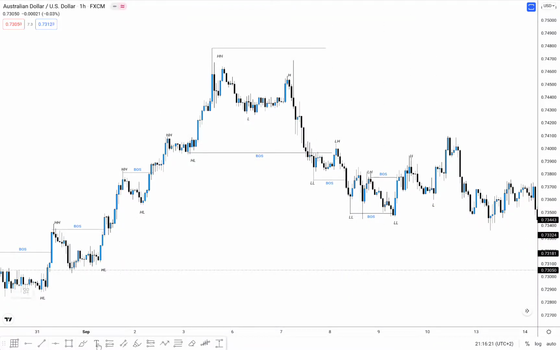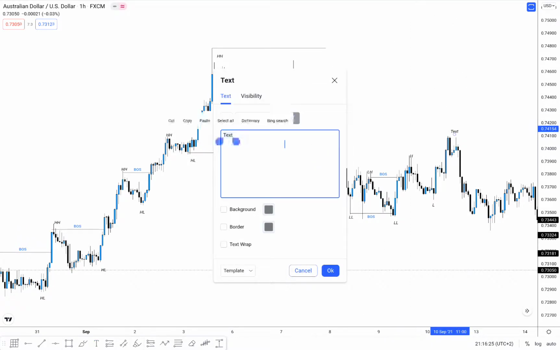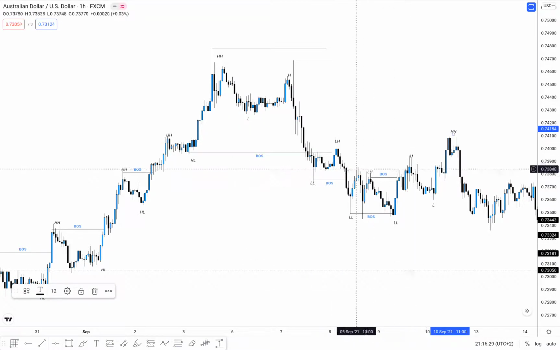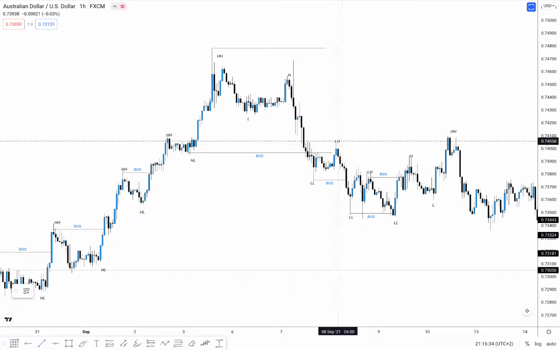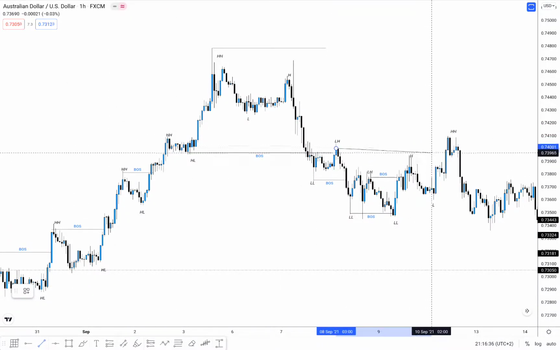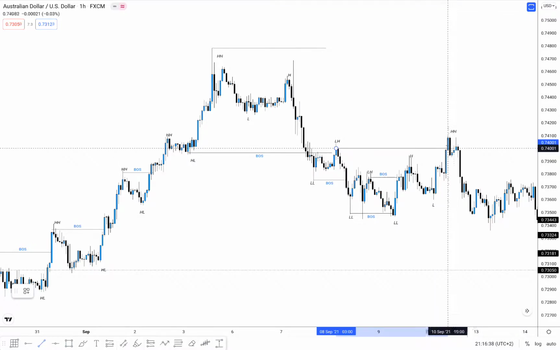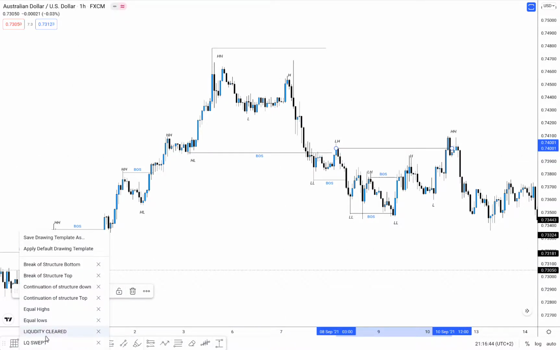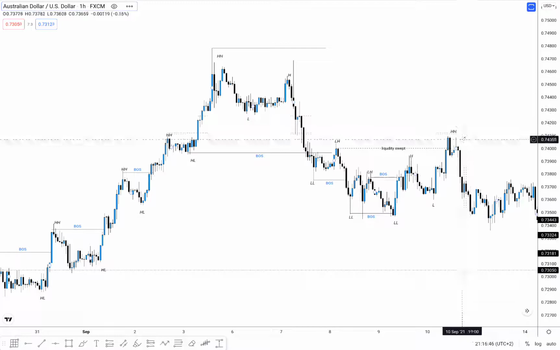And then from there, what does price do? Creates a higher high, obviously to sweep liquidity. As retail traders were selling at this double top here, it needed to take out liquidity there. So we can even mark this up here. Liquidity swept. Creating that higher high.